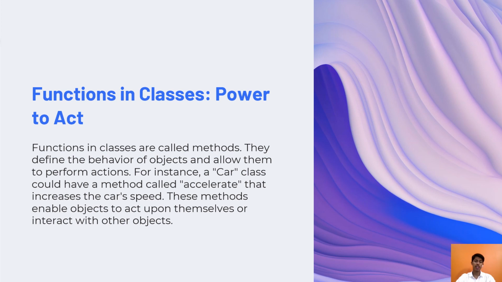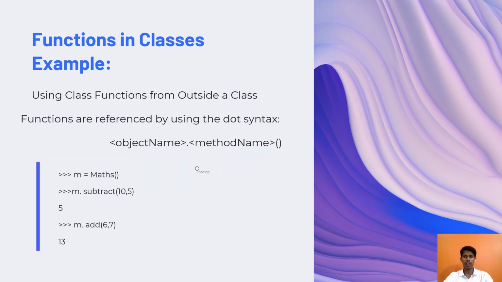And the second is functions in classes, the power to act. Functions in classes are called methods. They define the behavior of objects and allow them to perform actions. For instance, a car class could have a method called accelerate that increases the car's speed. These methods enable objects to act upon themselves or interact with other objects.